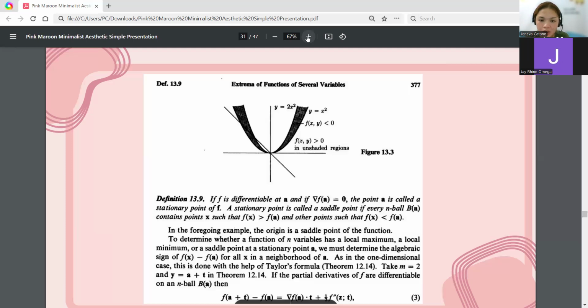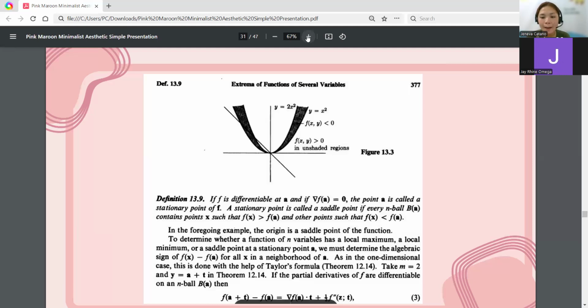To determine whether a function of n variables has a local maximum, a local minimum, or a saddle point at a stationary point A, we must determine the algebraic sign of f of X minus f of A for all X in a neighborhood of A. As in the one-dimensional case, this is done with the help of Taylor's formula. So remember Taylor's formula in 12.14.